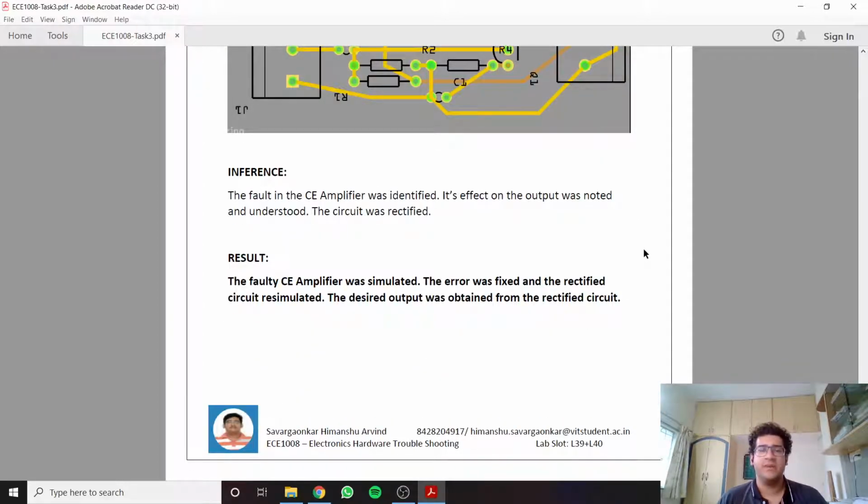In this overall experiment, the working of common emitter amplifiers of a transistor was studied and analyzed, and the errors provided were troubleshot. Thank you.